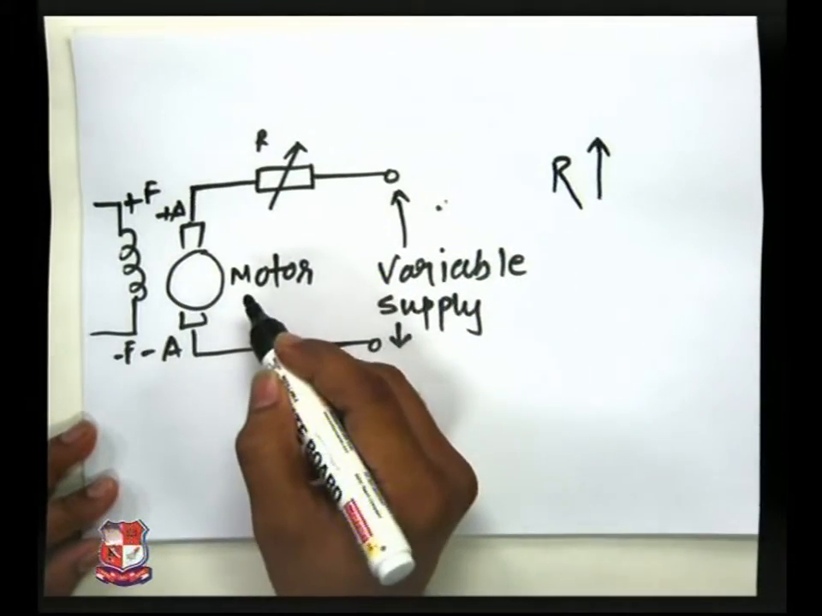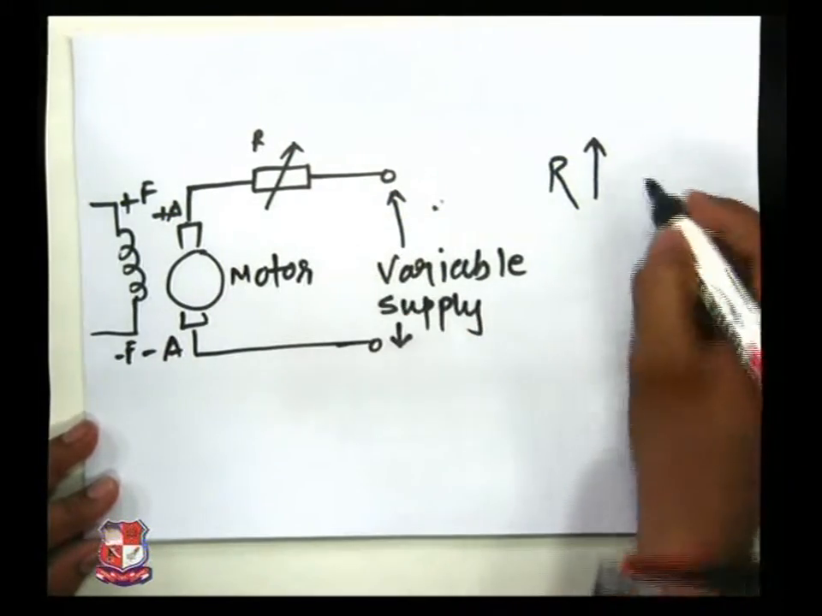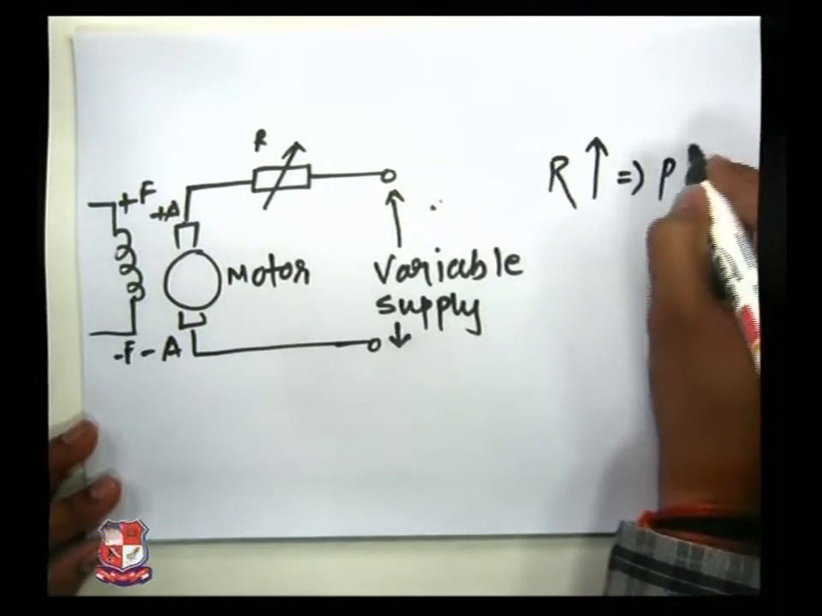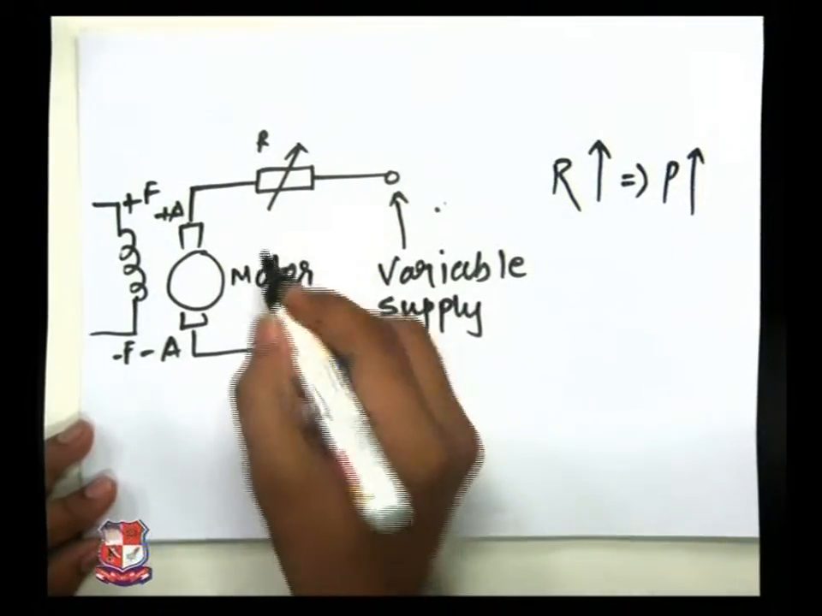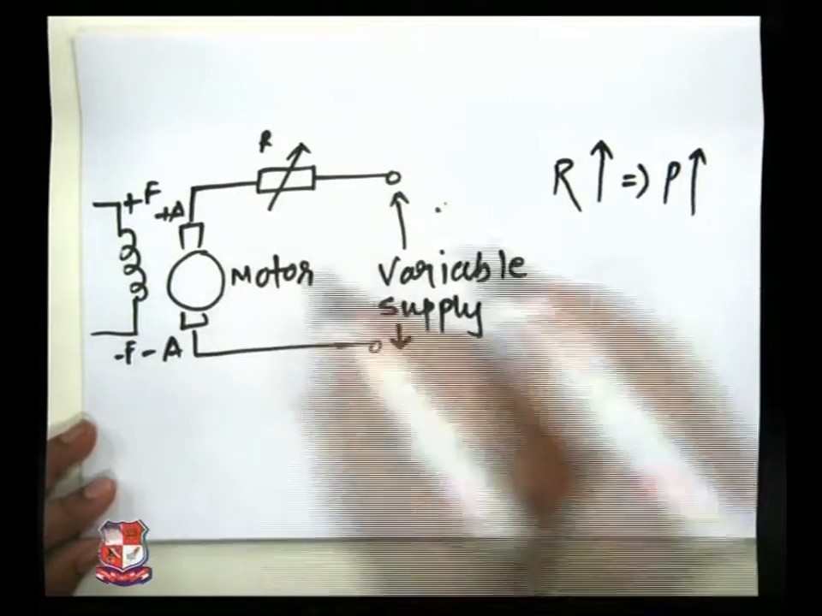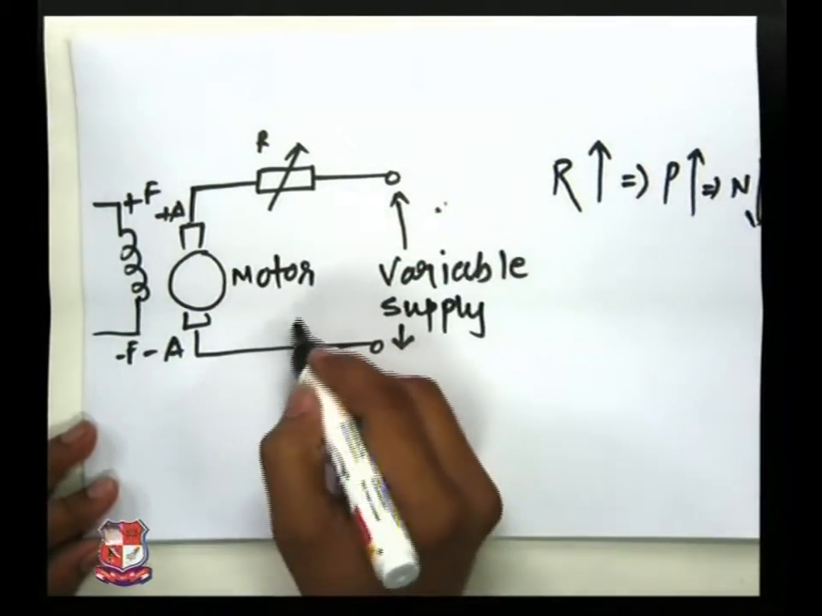then as per the power equation P equals V into I or I square R, the power loss of that particular device is also increased. So ultimately what happens, the speed of the motor is decreased. So this is the limitation of Ohm's law.